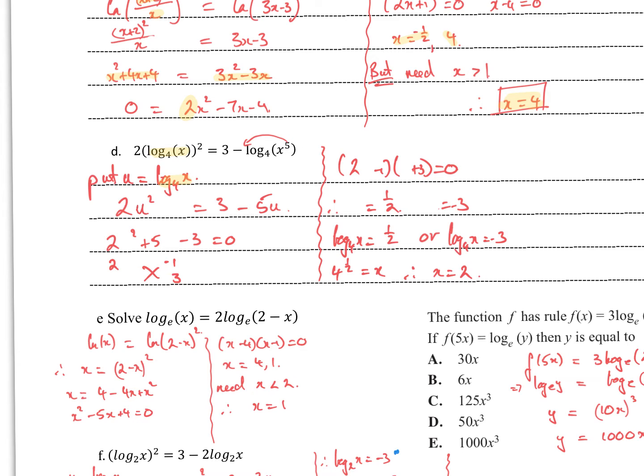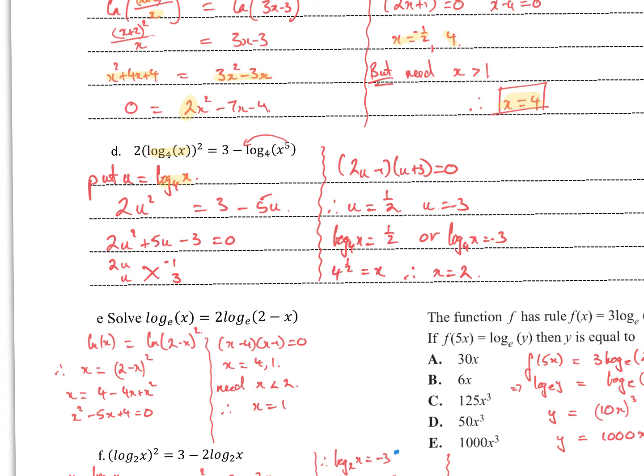Okay, so I get u equal to log base 4 of x, which means I get 2u squared plus 5u minus 3 is equal to 0. So factors of the first term, 2u and u. Factors of the second term, negative 1, 3. 2u minus 1, u plus 3. So we get u is equal to a half and u is equal to minus 3.